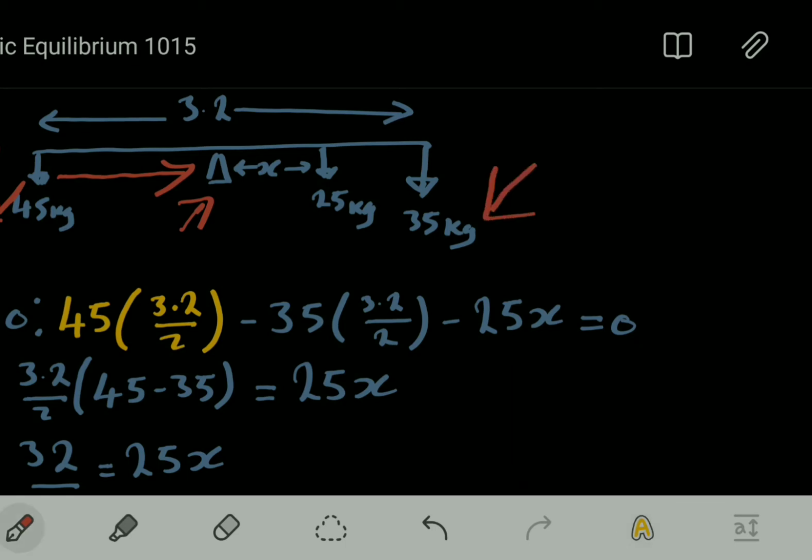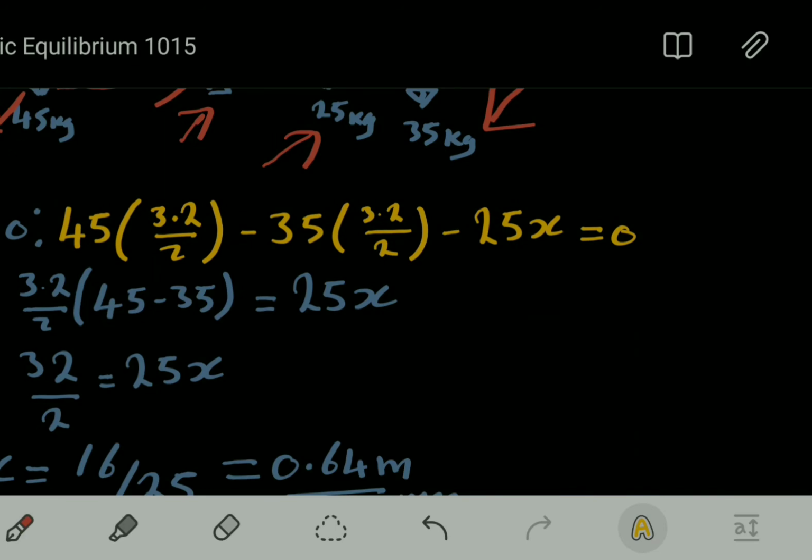This other one also is only acting at a distance from there to there. Therefore we will have that 35, since it's a clockwise moment, it will be 35 multiplied by 3.2 over 2. Then we also have the moment of this girl, and the distance is x. So 25 kg multiplied by x, and because it is a clockwise moment, it is negative, therefore we have minus 25x, all this being equal to 0.